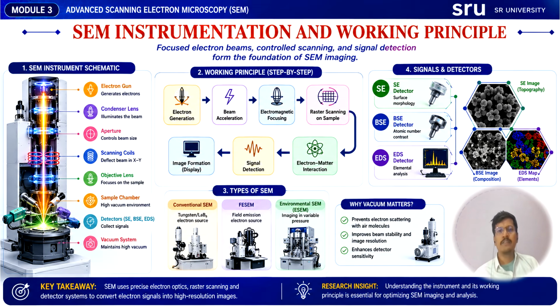So in the next slide, we will begin exploring one of the most important imaging modes in the SEM. That is the secondary electron imaging, which is widely used for the surface morphology analysis.